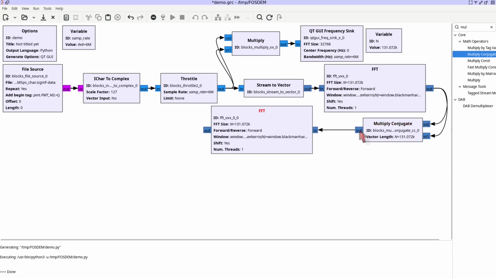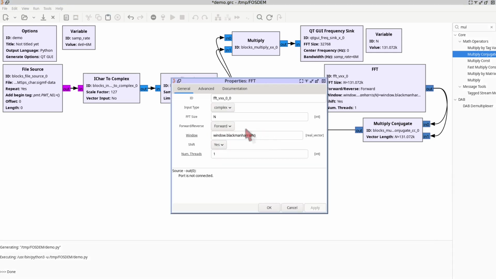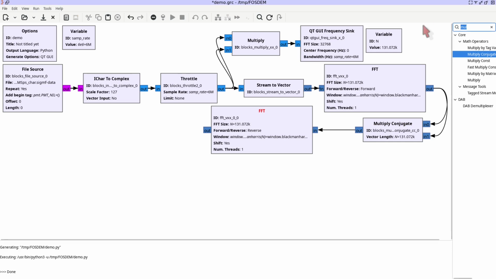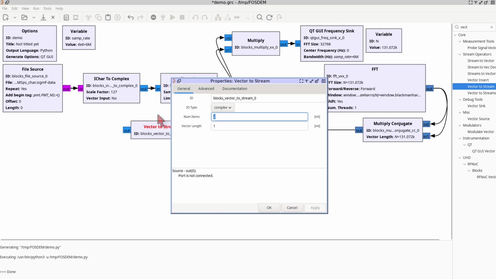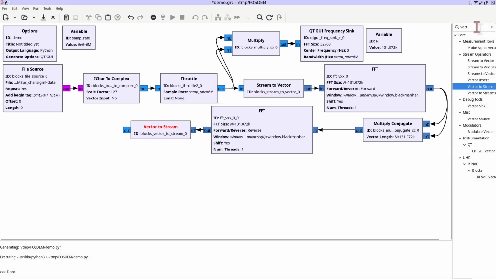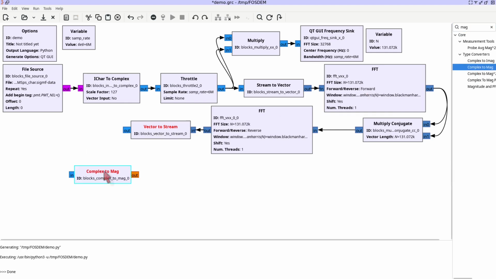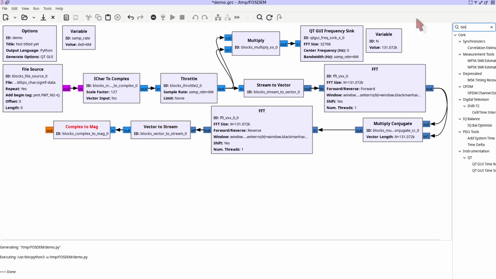Once we've completed the multiplication, we need to go back into the time domain. And once we're back in the time domain, we can go from vector to stream and display the results. So from vector to stream over a sample of n data long, we take the magnitude of this because what we're interested in is the magnitude of the correlation, and finally we send this into a time sink.